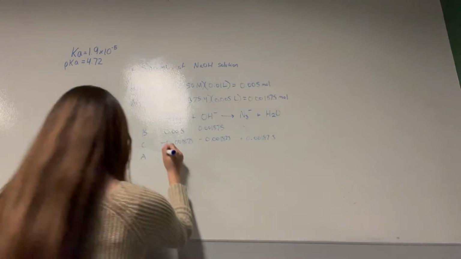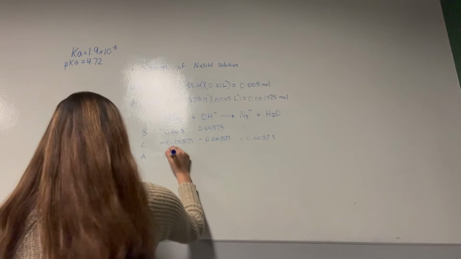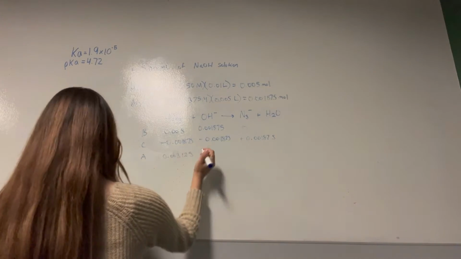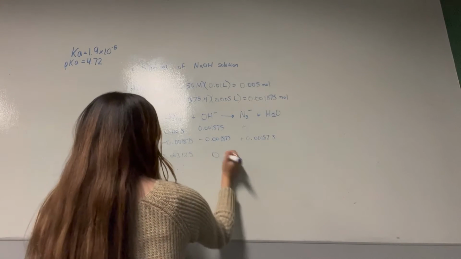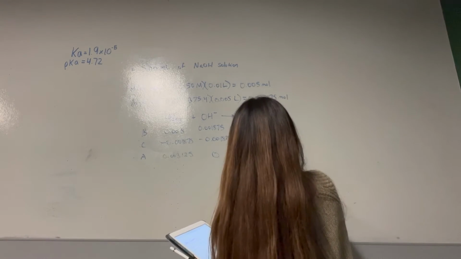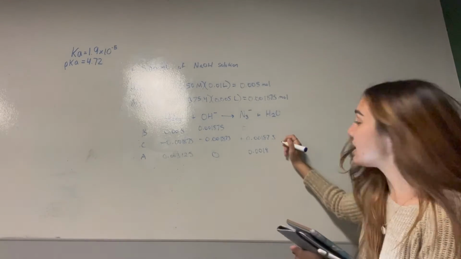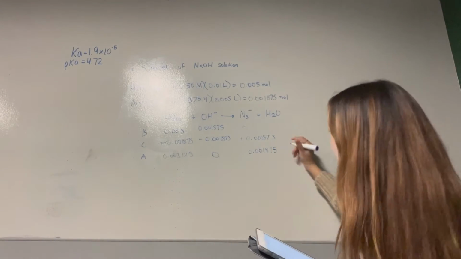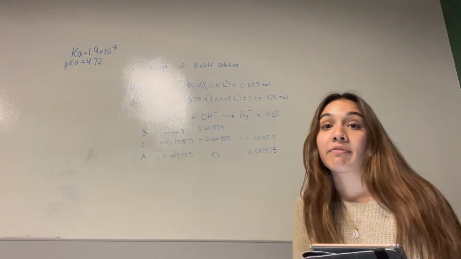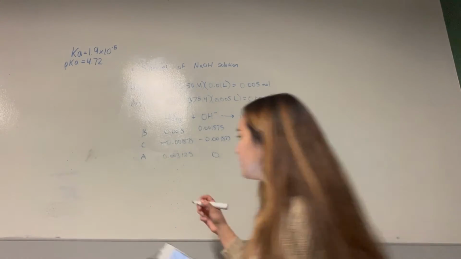Upon doing this, we find that after we have 0.003125 moles HN3, 0 moles OH minus, and 0.001875 moles N3 minus. Next, we can finally calculate our pH.